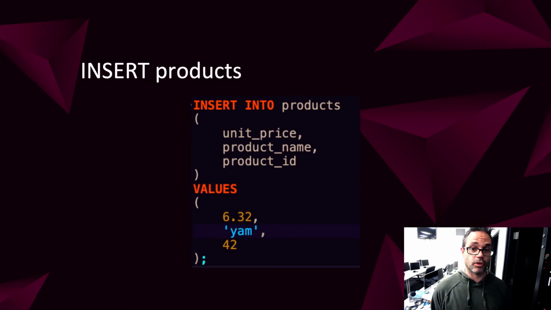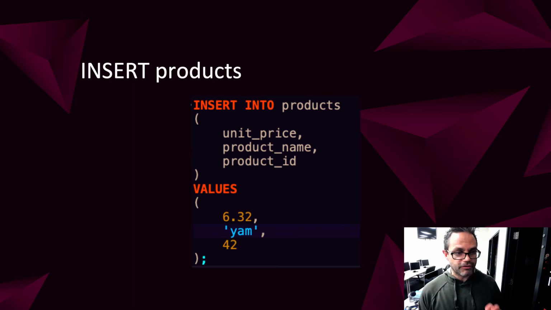Here's one I made for the manga database. And so insert into products, and I have my unit price, my product name, my product ID. And then into values, I have 6.32, a yam, and 42, because 42 is a great number and yams are yummy. But if you look at the actual structure of the database, the product ID is the first column specified when you look at the actual DDL for it.